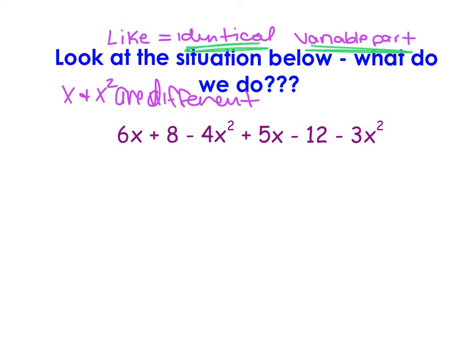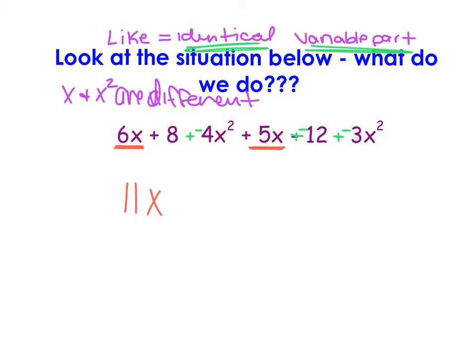So to start, I'm going to go through and utilize keep, change, change. And then I'm going to start looking for those identical variable parts. So I start off with 6x here, and I'm going to look through and look for something with a variable part of exactly x. And if I look through, I notice I have a 5x here. Those are identical variable parts. It's just an x with no exponent. So those combined together, 6 plus 5 gives me 11x.